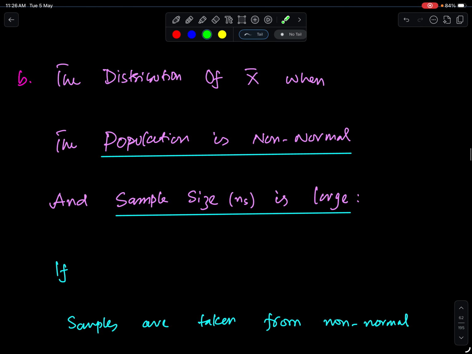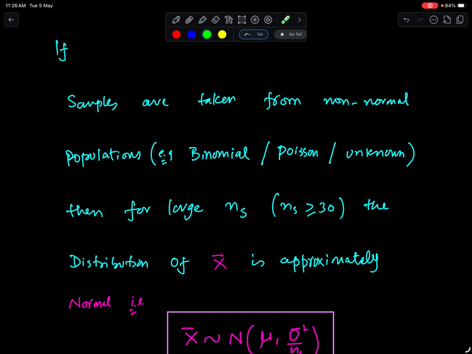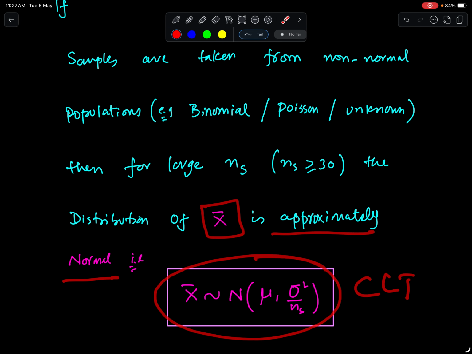Case B. The distribution of x bar when the population is non-normal. The population is non-normal and the sample size is large. Whenever the population is non-normal, the sample size must be large. Okay? This is the requirement. If samples are taken from a non-normal population, for example binomial, Poisson or unknown, then for large sample size, n greater than or equal to 30, the distribution of x bar is approximately normal, and this result is known as the central limit theorem.